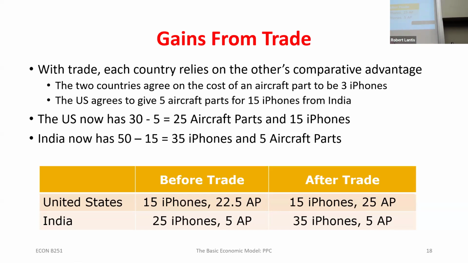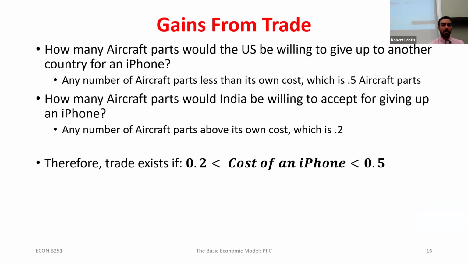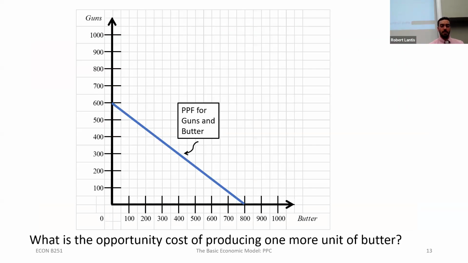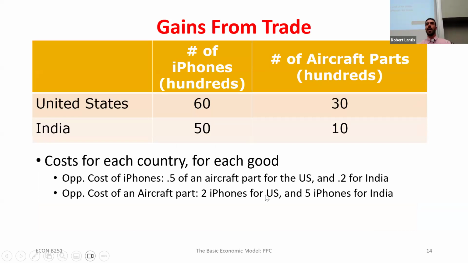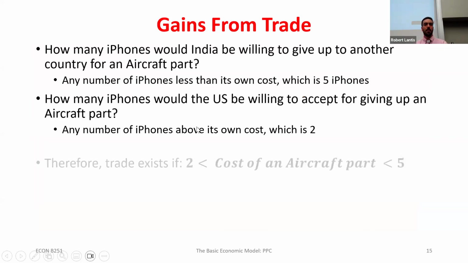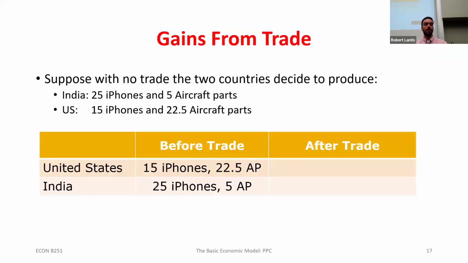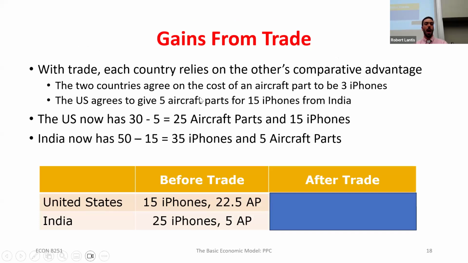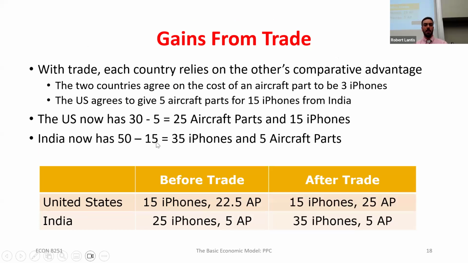Yeah. Actually, we got the 30 and 50. Yep. So we have to go all the way back to this table, right? Because we said we're coming to an agreement to trade. We're both only going to produce what we have the comparative advantage in. So the US only produced aircraft parts, 30. India was only producing iPhones. And then from those values, it was just, well, how many aircraft parts is the US trading away? 5. How many iPhones was India giving the US for those aircraft parts? 15. And then we could come up with these new values. Yep.